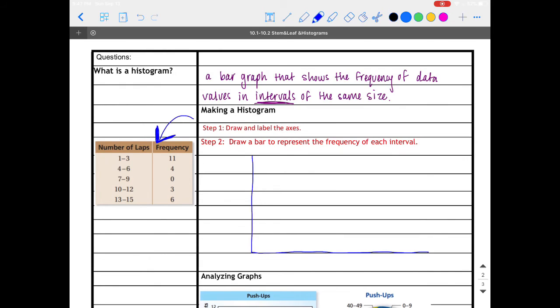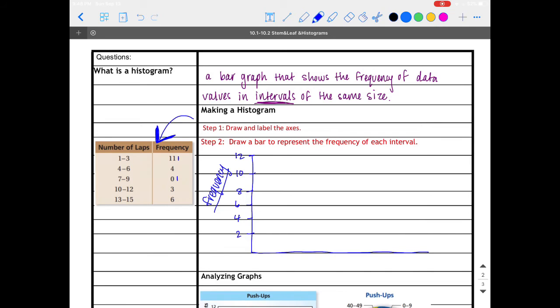So I am going to do this by frequency. It looks like our frequency goes from 0 to 11. So our range is going to have to be over here to the side. I'll probably go by 2s. So I'm going to make this 2, 4, 6, 8, 10, 12. And then I am going to label that frequency just as it does. We have to draw and label.